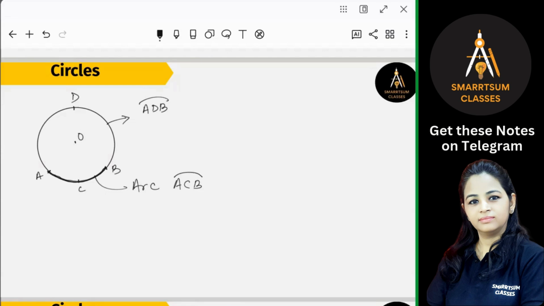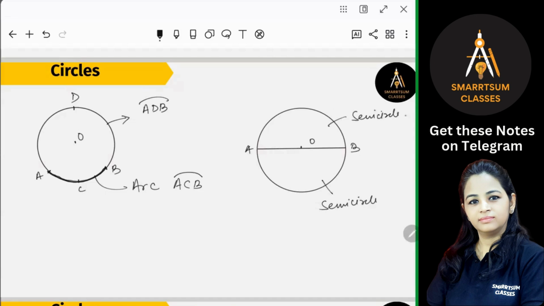Now, semicircle. What is a semicircle? If we divide a circle into two equal halves, suppose this is a circle, right? And this is the center of the circle, O, right? Now we divide it like this. Okay, so this line AB divides the circle into two equal halves, right? Okay, so each one of them is called a semicircle. This is a semicircle. This is also a semicircle, right? So if we divide the circle into two equal halves, then each part of the circle is called a semicircle, right?